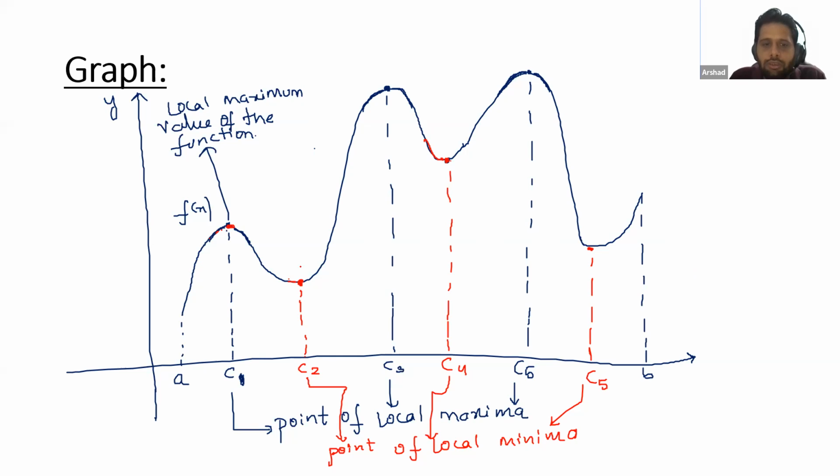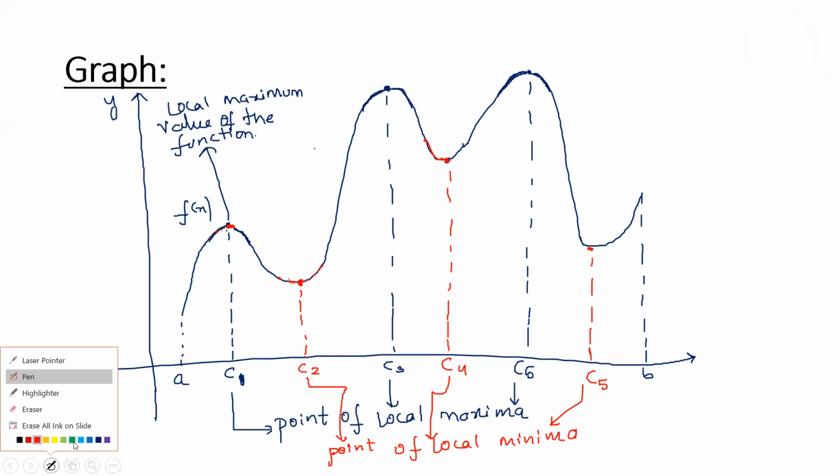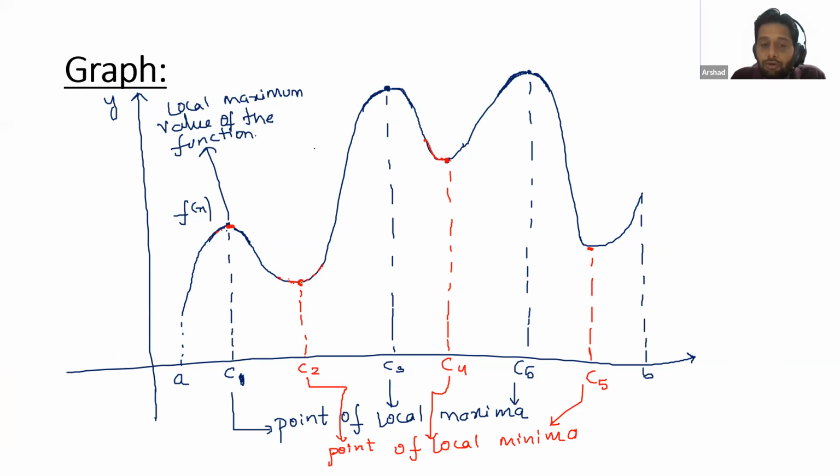If we are talking about point of local minima, then the point of local minima is a point at which the function has a value which is lesser than the neighboring values. If you are talking about local minima, then you can see this one. This is the point of local minima, and this is the local minimum value of the function. So at this point, the function has a value which is lesser than the neighboring points.